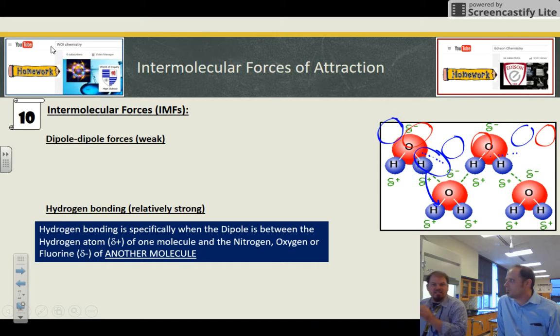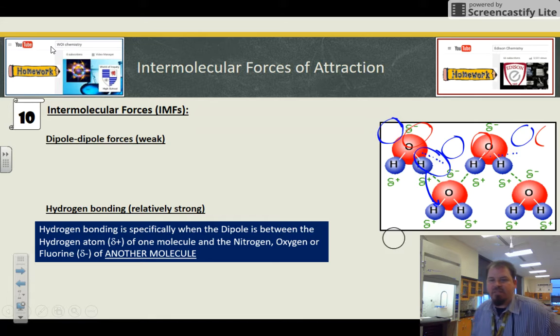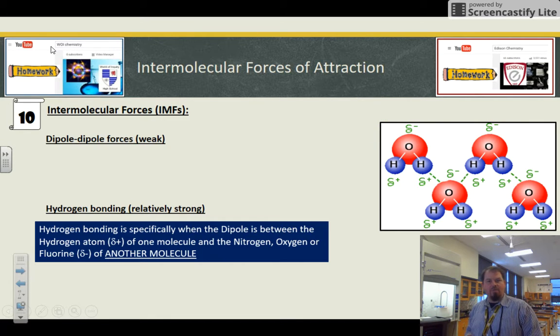Hydrogen bonding is this particular thing. I would call it a dipole on steroids. It is the same dipole with a positive and negative end, but specifically now the H atom of one molecule is attracted to the nitrogen, oxygen, or fluorine of another molecule. These specific conditions need to be met for it to be considered what we call hydrogen bonding.